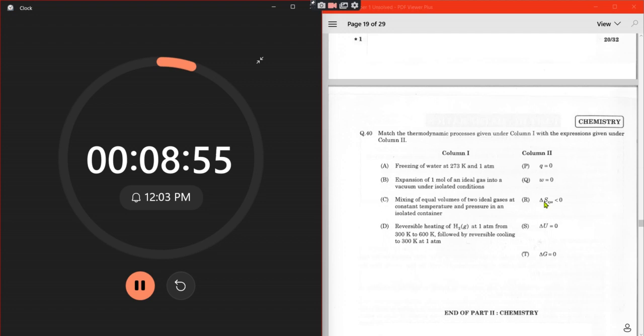Expansion of 1 mole of an ideal gas into a vacuum under isolated conditions. अपने आप हो जाता है, delta S system is not less than zero, it's actually positive. Okay, the work done is zero, heat is zero. Yes, so P and Q is correct. Delta G is not zero, delta U is zero. Yes, I believe in that. S is correct. Okay, C के बारे में क्या है? Mixing of equal moles of two ideal gases at constant temperature and pressure in an isolated container. Same temperature है, same pressure है. हाँ, sorry. Oh, okay. Constant temperature. अच्छा अच्छा, समझा. Equal volumes of two gases.